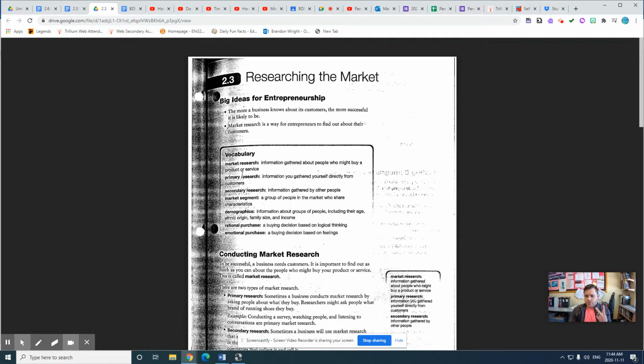And there are 2 types. There's primary market research and secondary. Primary is information that you gather yourself directly from customers. So you go out and you ask people what are their thoughts on a business or business idea. And secondary research, that's using information gathered by other people. So in other words, going online and researching information. That would be secondary research.